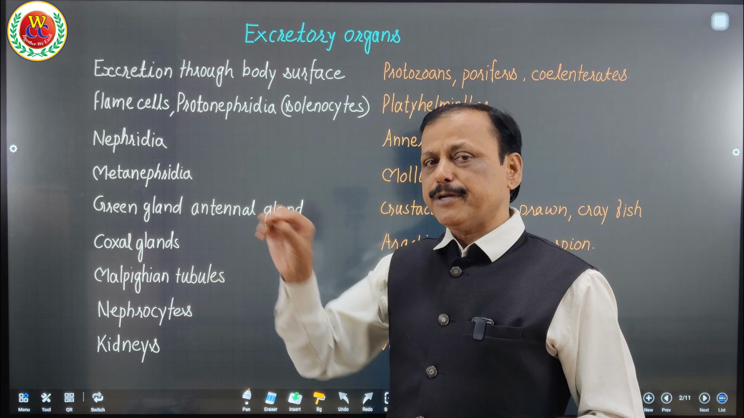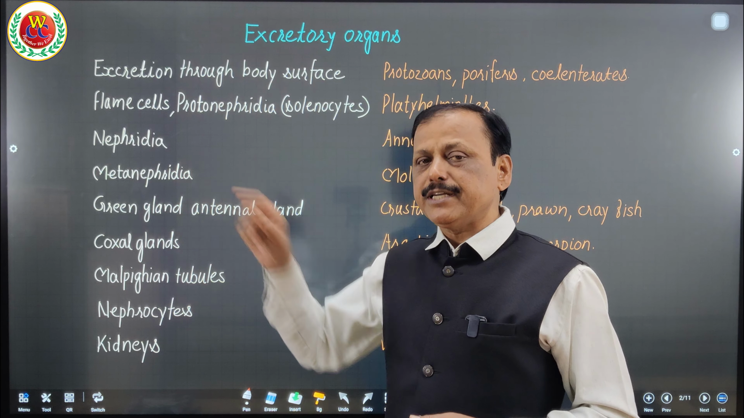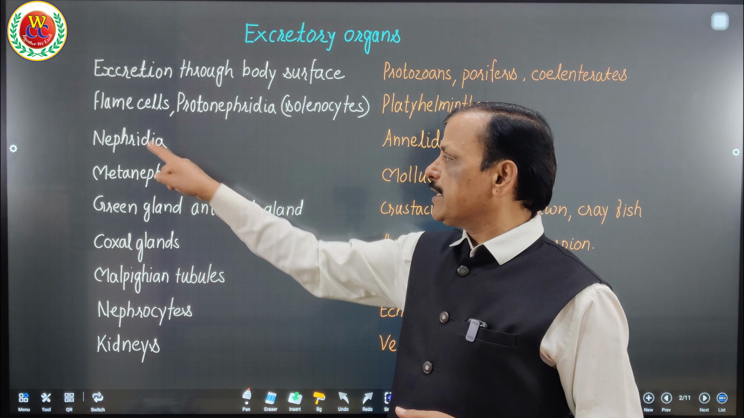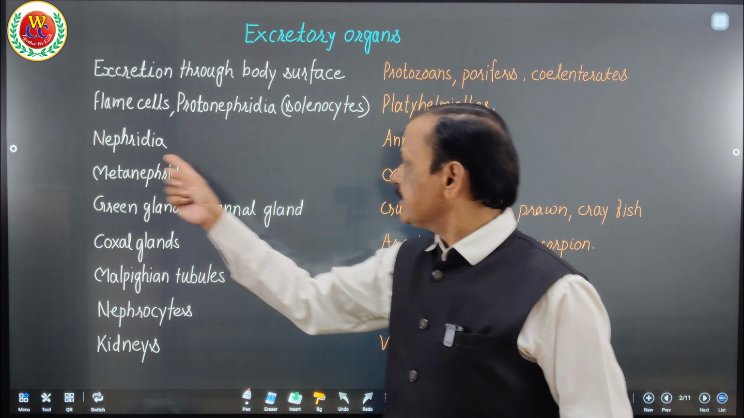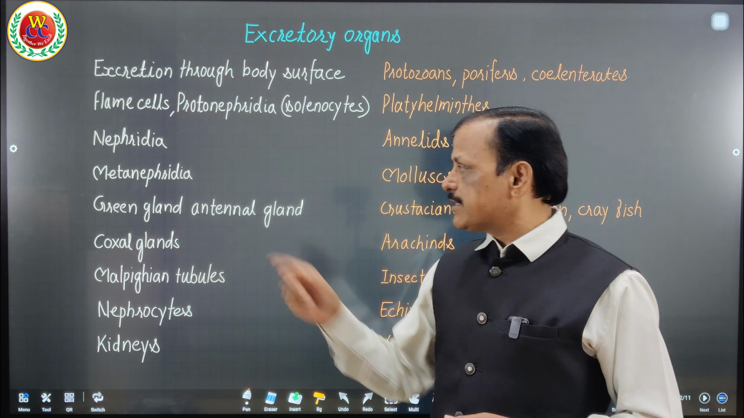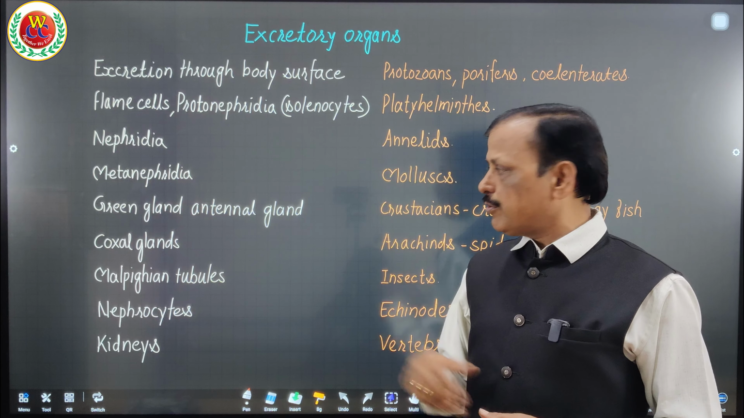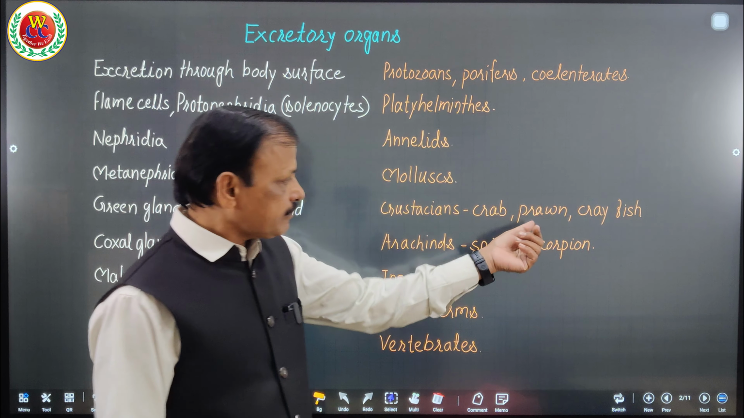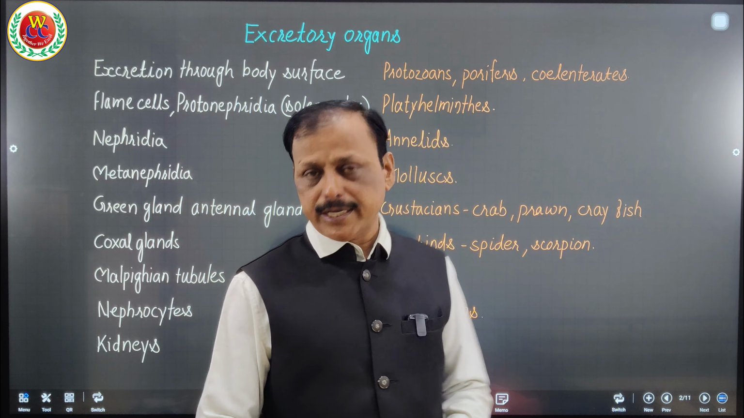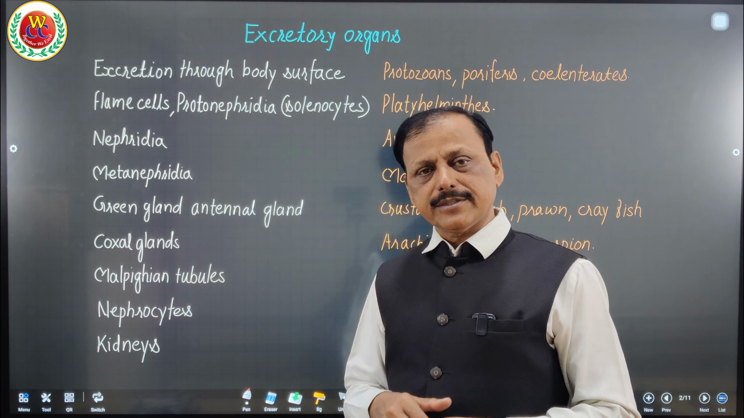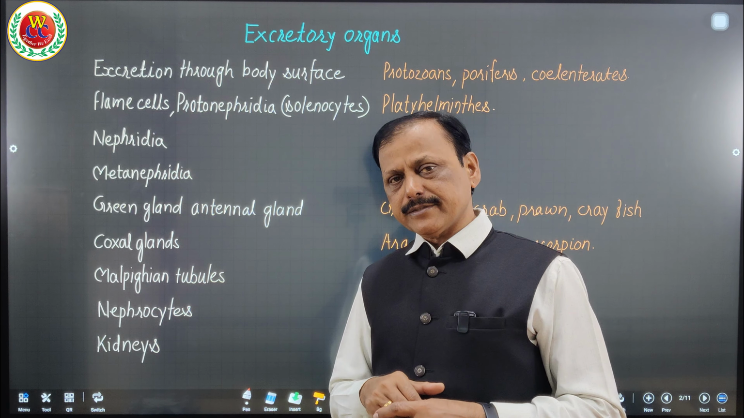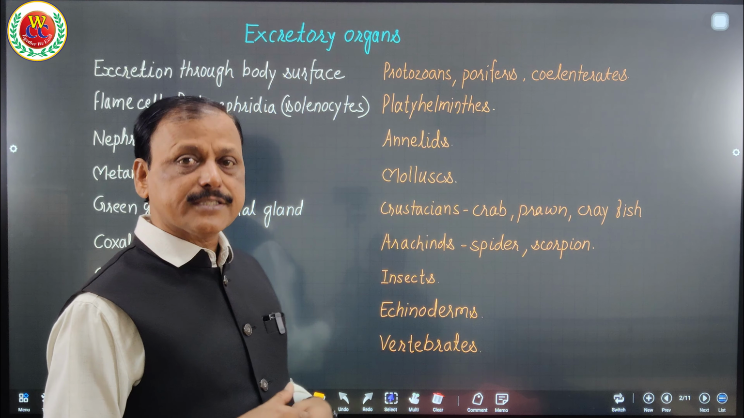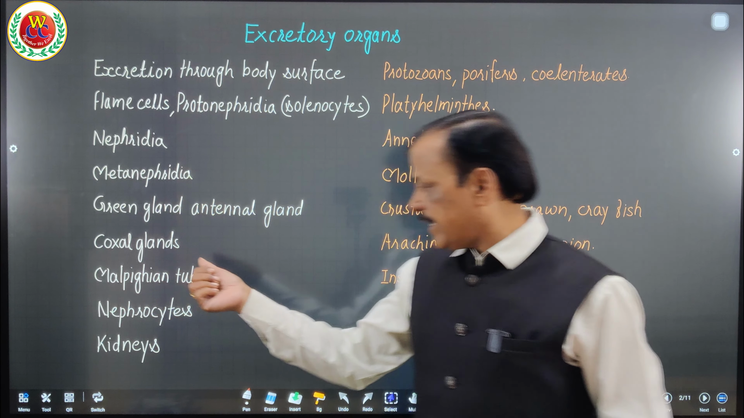Later, these flame cells modified into nephridia with many cells. Nephridia have nephrostome and nephridiopore. So protonephridia get modified into nephridia. Annelids have evolved to excrete through nephridia. Metanephridia are in mollusks; green glands and antennal glands are in crustacea like crab, prawn and crayfish. The coxal gland also belongs to arthropods; spiders and scorpions have the coxal gland as an excretory gland.